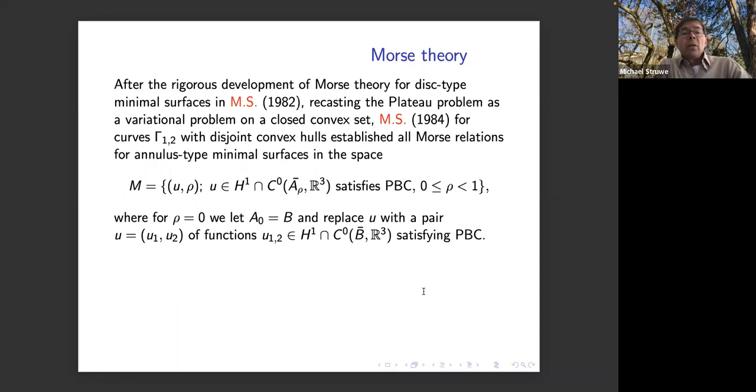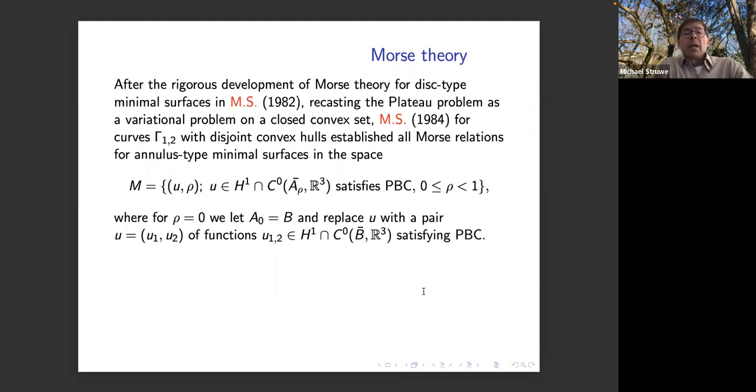So in 1982, I was able to give a new derivation of the classical Morse identities and Morse theory for disk-type minimal surfaces. And I achieved this by recasting the plateau problem as a variational problem on a convex set. And this way of rephrasing the plateau problem also works for annulus type minimal surfaces, as I showed in 1984, at least when the boundary curves gamma 1 and gamma 2 have disjoint convex hulls.